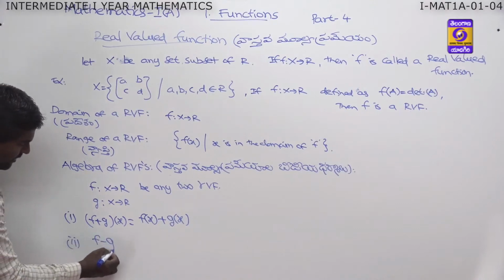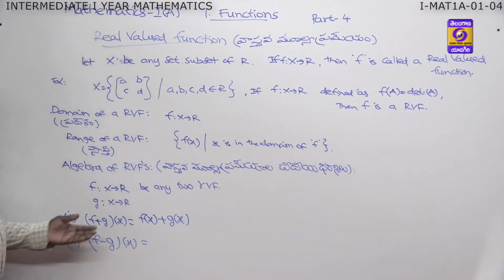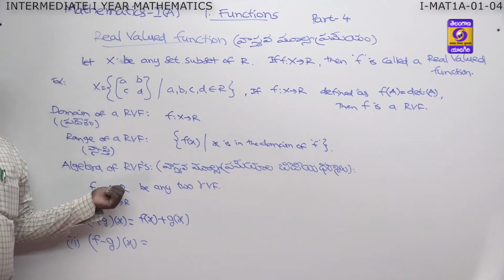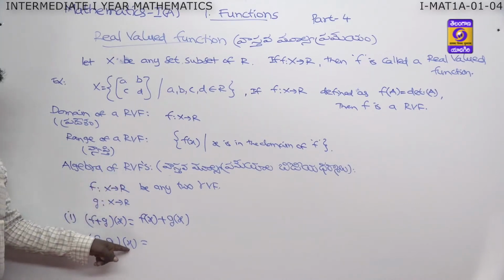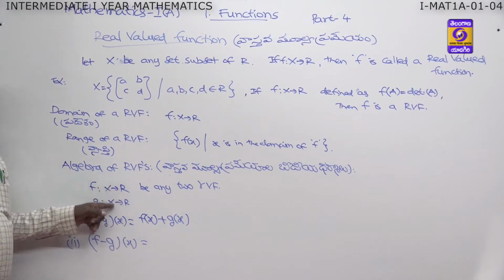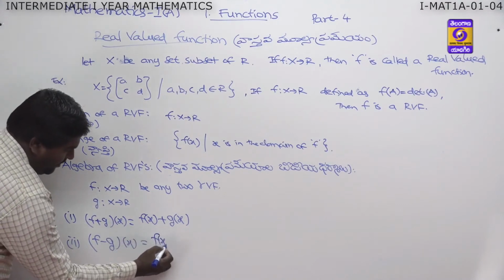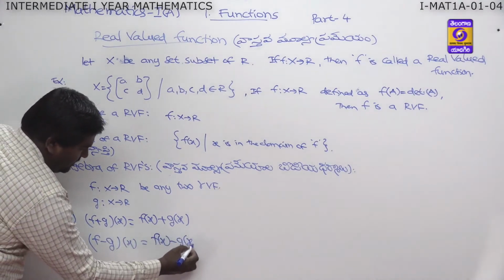Second one, f minus g of x. Here x is from the domain of the real valued function. ఇక్కడ స్మాల్ x అనేది వాస్తవ మూల్య ప్రమేయము లోని ప్రదేశంలో ఉంటుంది. f minus g of x is f of x minus g of x.